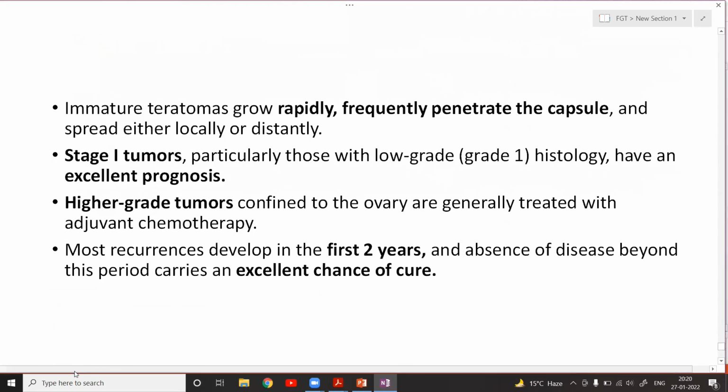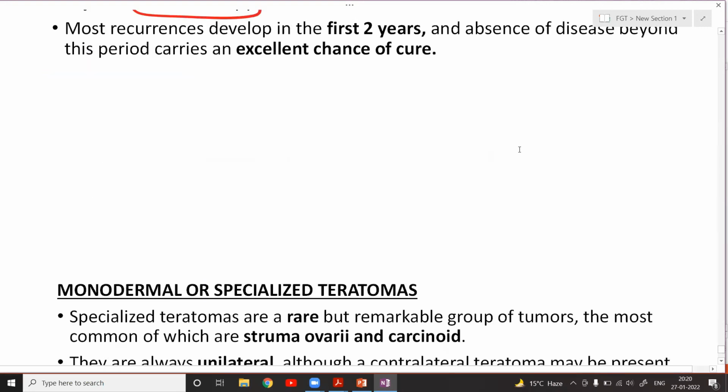Okay. Now, very importantly, stage 1 tumors confined to the ovary have an excellent prognosis. Whereas the high-grade tumors confined to the ovary are generally treated with adjuvant chemotherapy. So that is why you have to do the grading. So with grade 1 histology, you just do the surgery, the patient will be fine. With high-grade tumors, you have to add chemotherapy. That makes it very, very important to do the grading.